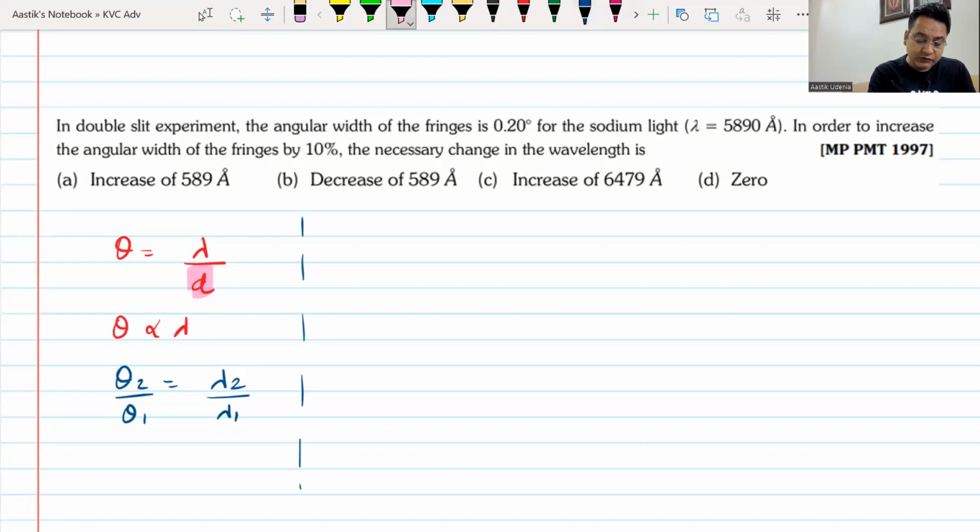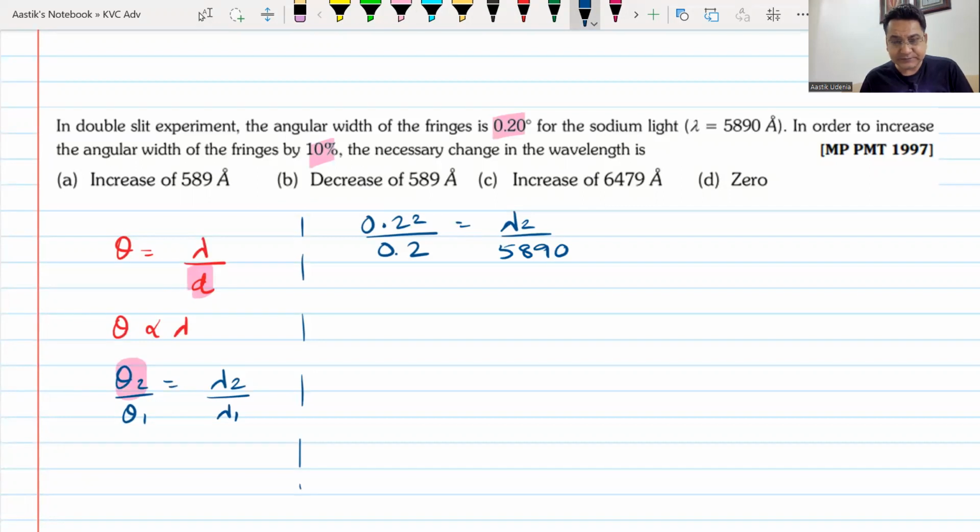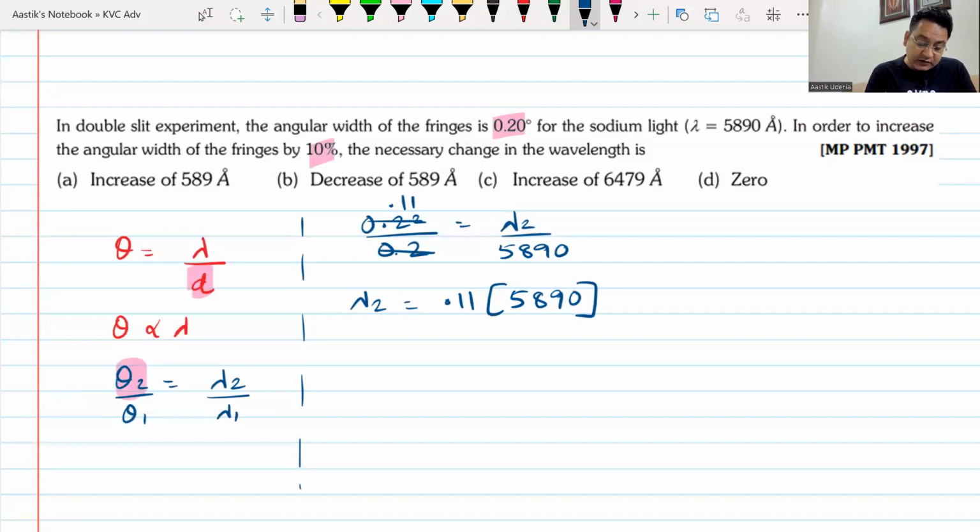Now theta 2 is 10% more than 0.2. So how much will it become? It will become 0.22. Divided by 0.2 will be equal to lambda 2 divided by 5890. Do we understand this? Yes, sir. So this will become 0.11. Lambda 2 will become 0.11 times 5890. Change in the wavelength will be lambda 2 minus lambda 1. If you subtract lambda 1 from lambda 2, what will happen? The answer is Option A.